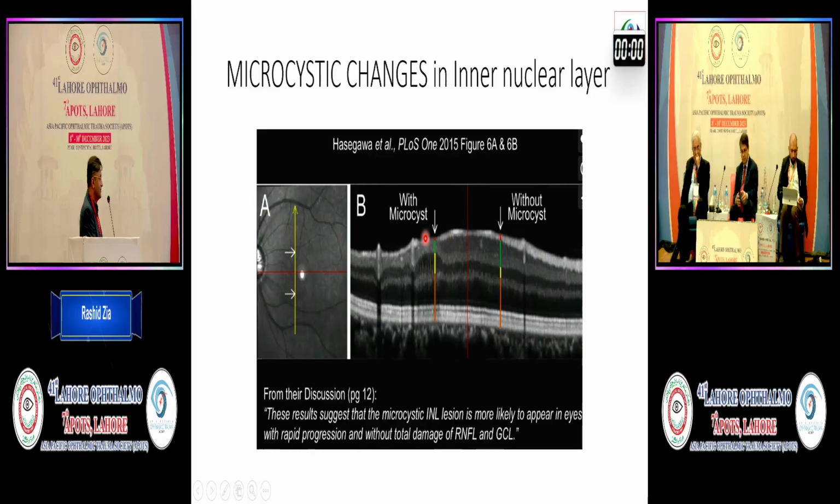And this is because as the neurons go away, the Muller cells have a spring-like action, they expand. Previously, it was thought that this may be due to demyelinating diseases, but now all of us know that demyelinated tissue does not lead to microcystic changes there. It's actually the loss of the neural tissue, and the Muller cells then just spring up.